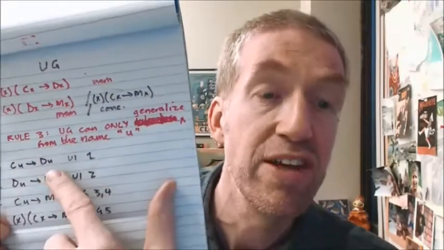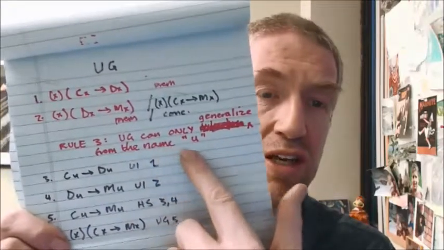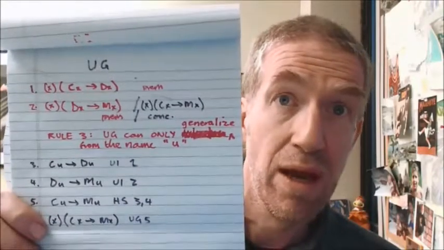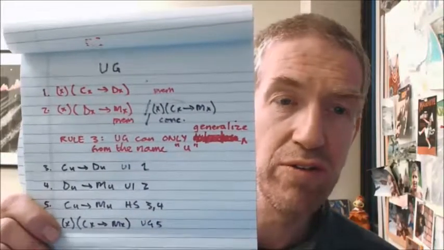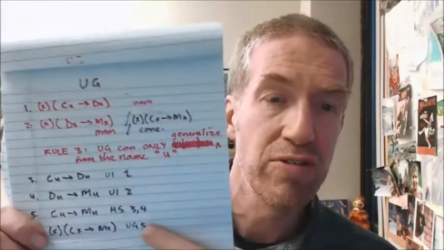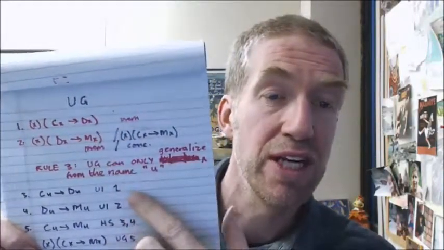No, actually, it's a U. Because the rule here is universal generalization can only generalize from the name U. This is my own rule. This is not in the book. I will explain this more in class, but basically this is my rule. You cannot do universal generalization from any name but the name U. The reason why you can do universal generalization from the name U here is because it's been introduced by universal instantiation.